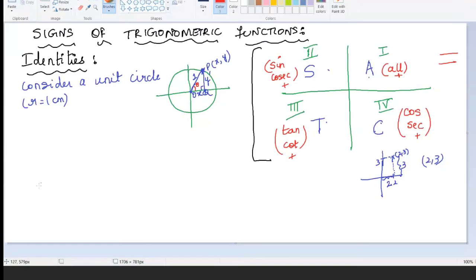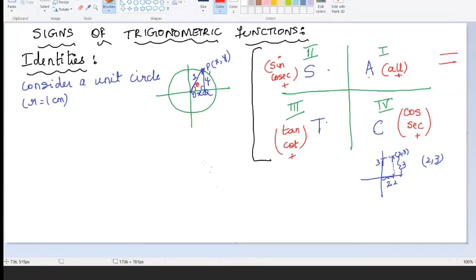Yes, take the angle as theta. Now we know the Pythagoras theorem. So let us use the Pythagoras theorem. But first, before using it, let us keep ready who is sine theta and cos theta.